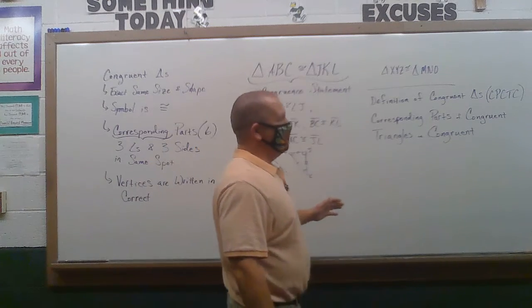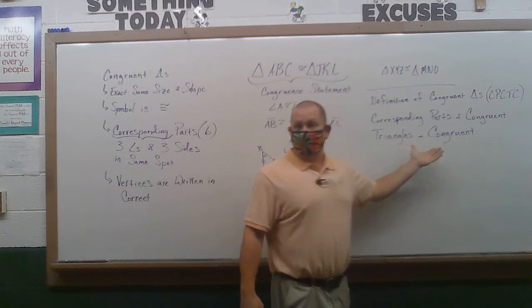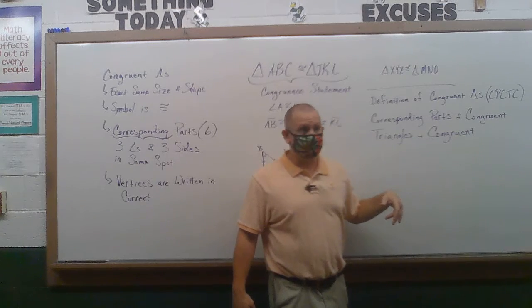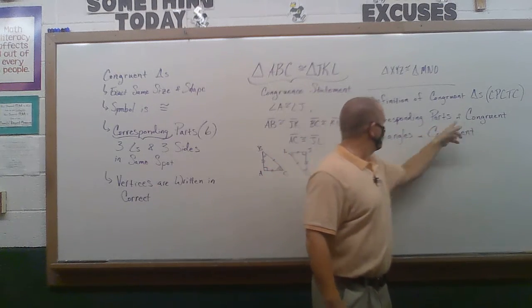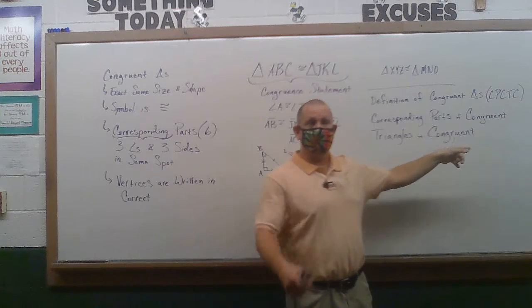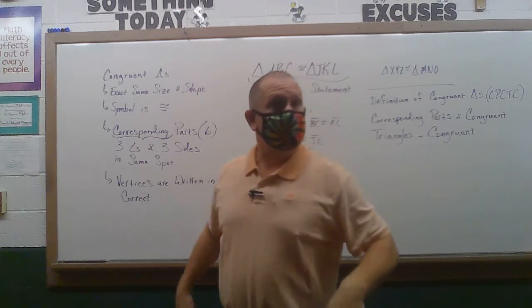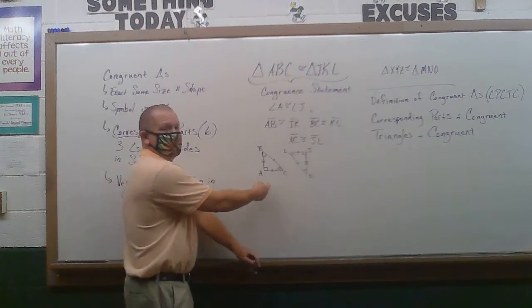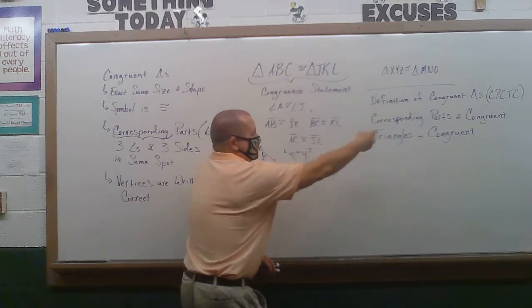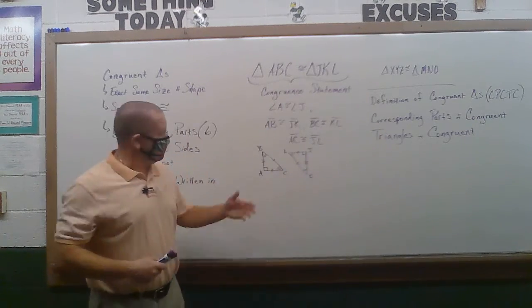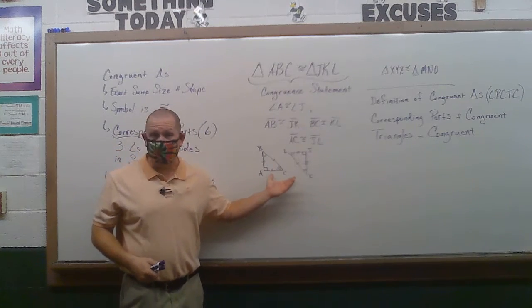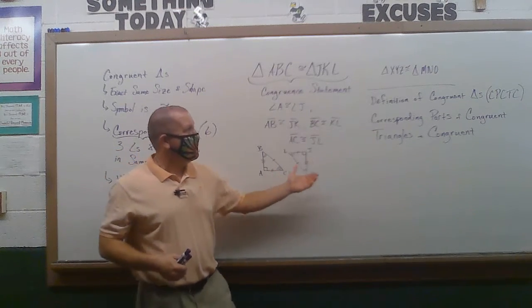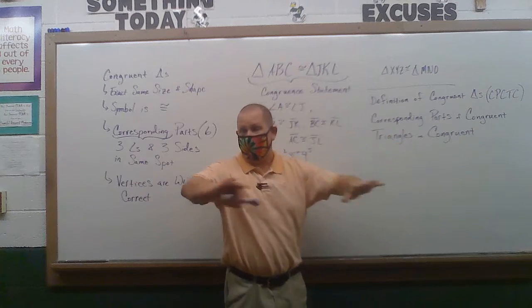All right. So, any idea what this means? The corresponding parts of congruent triangles are congruent. Well, if the angle is corresponding to the other triangle, basically, right? In a sense, it's like this right here. What this is saying is, if I have enough information to show that these two triangles are congruent, the rest of the pieces have to be congruent.